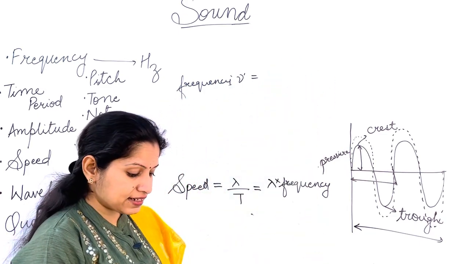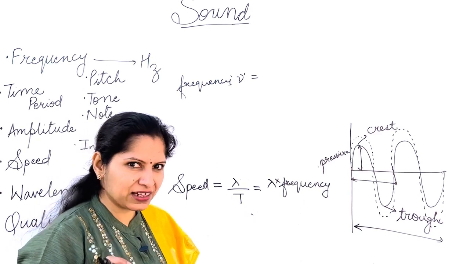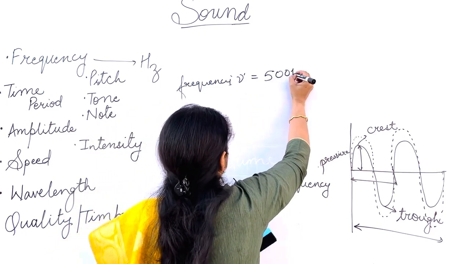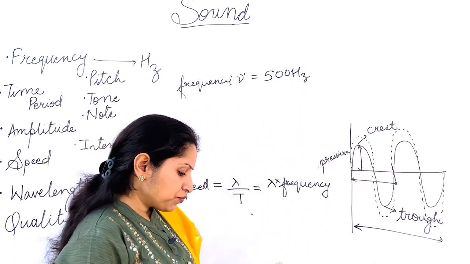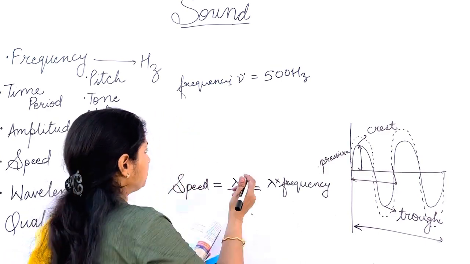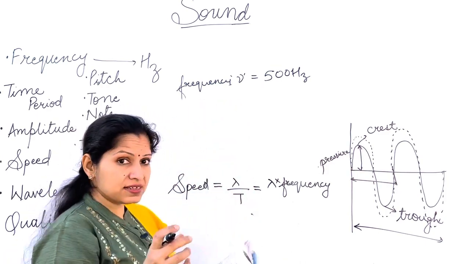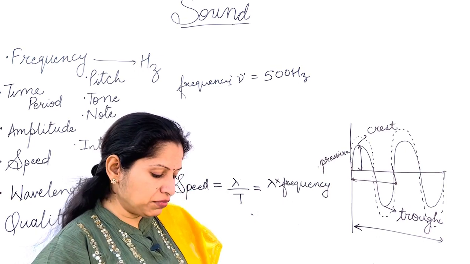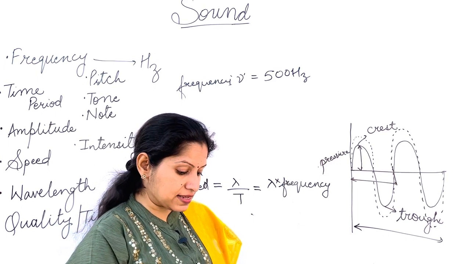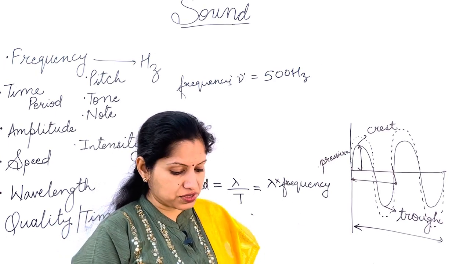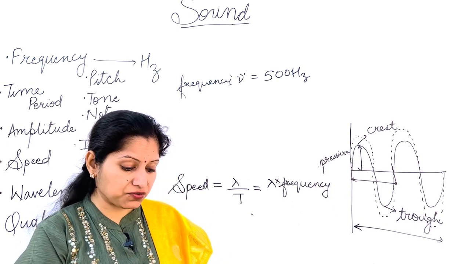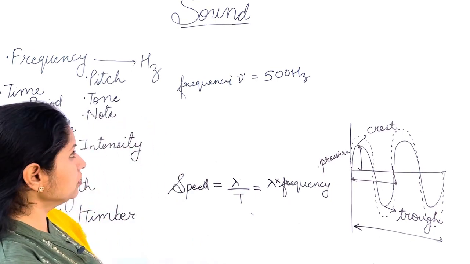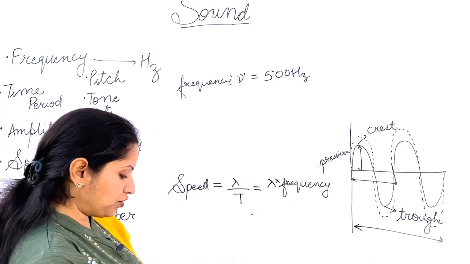A person is listening to a tone. Tone means single frequency. The frequency is 500 Hertz. The person is sitting at a distance of 450 meters from the source of sound. What is the time interval between successive compressions from the source? How will you do that? It's given in the question that 500 hertz is the frequency.